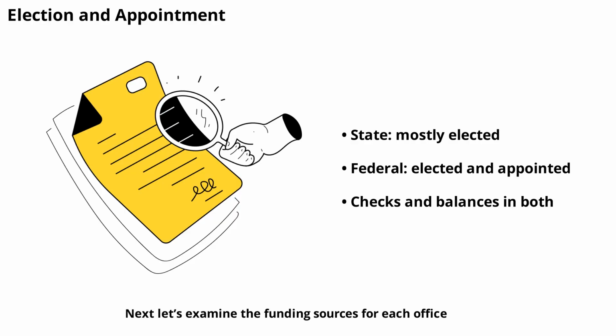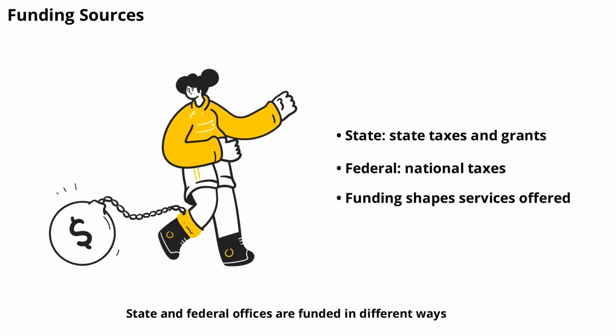Next, let's examine the funding sources for each office. State and federal offices are funded in different ways. State offices rely primarily on state taxes, such as income, sales, and property taxes, as well as federal grants. Federal offices are funded through national taxes, like federal income tax, and sometimes borrow money to cover expenses. The way each office is funded affects the programs and services they can offer. For example, a state may have more flexibility to fund local priorities, while federal offices focus on nationwide programs.